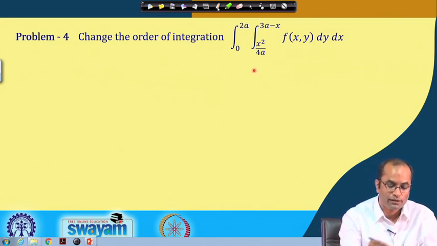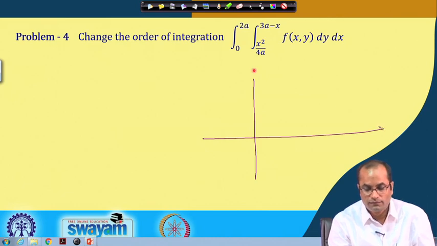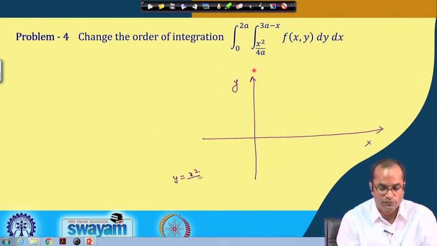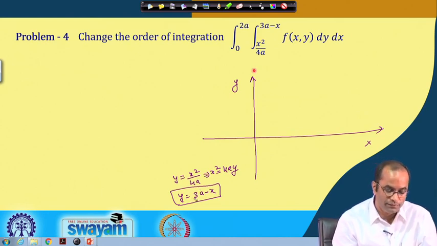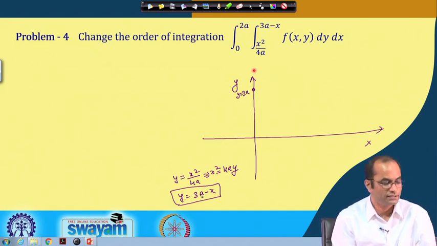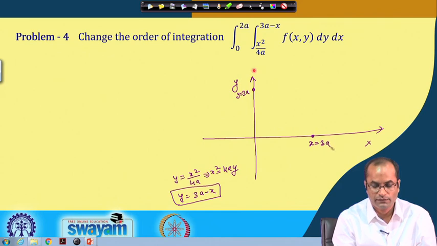We have the x axis and then the y axis. So, y goes from x square over 4a, or x square is equal to 4ay, and then the upper limit is 3a minus x. So, this is the line here. Let us draw this line first: at x equal to 0, y is equal to 3a, and when y is 0, x is 3a. So, here x is equal to 3a.